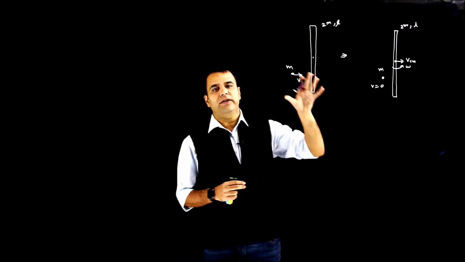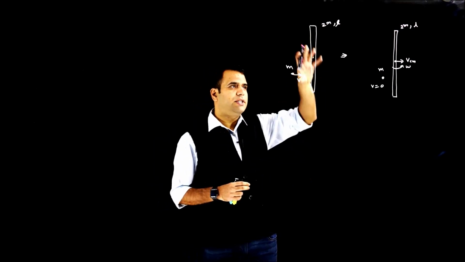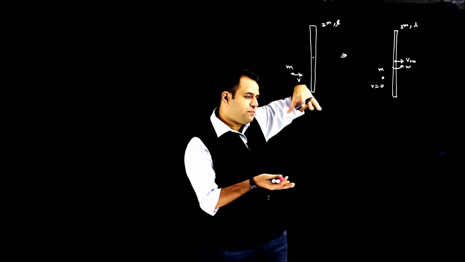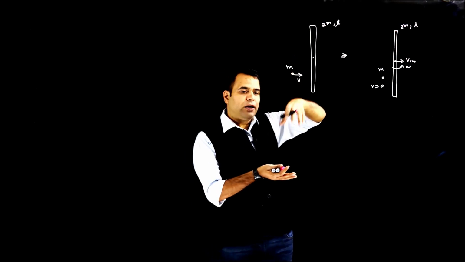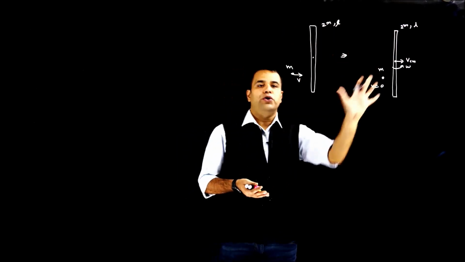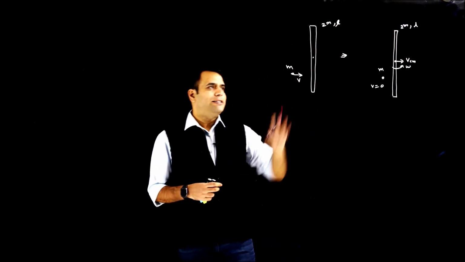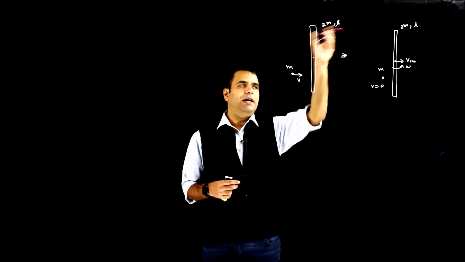This rod is placed on a horizontal surface. This is not vertical, it is on a horizontal. It's placed on a table. And this point mass is also moving on the table. This is the horizontal plane we are talking about. So this rod is placed on a table, mass 2m and length L.